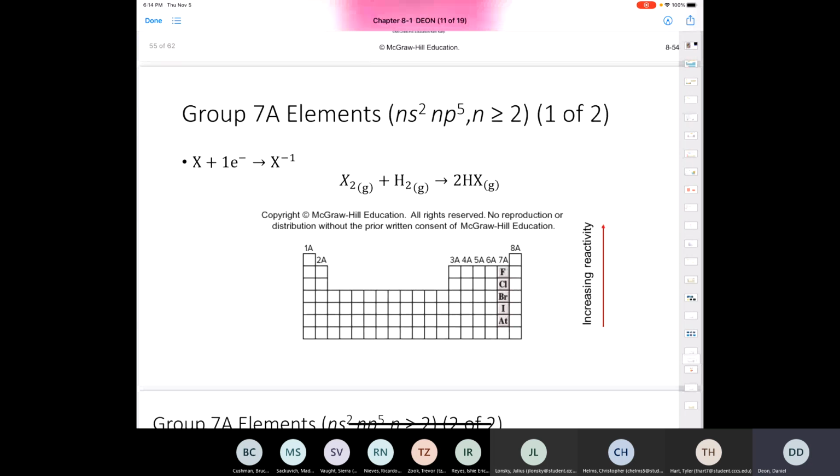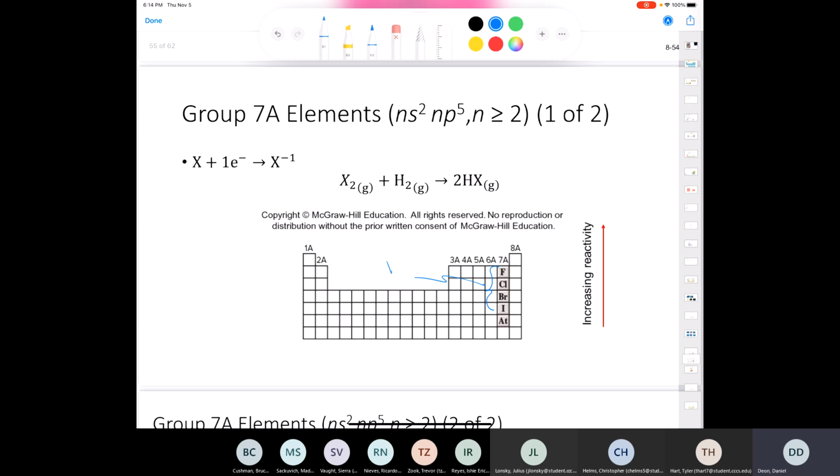The group 7A elements are the halogens. So fluorine, chlorine, bromine, and iodine are the halogens. Astatine is radioactive. These elements have high electron affinities, and they have high ionization energies.